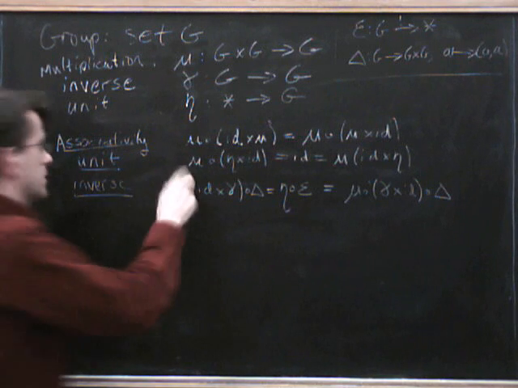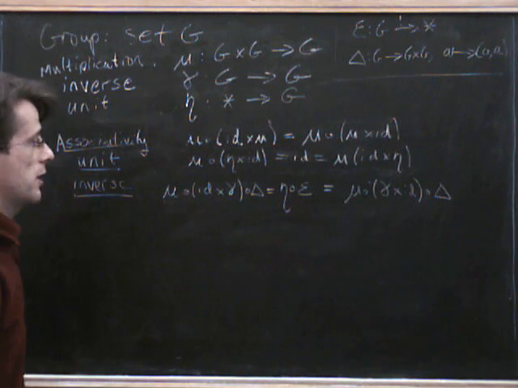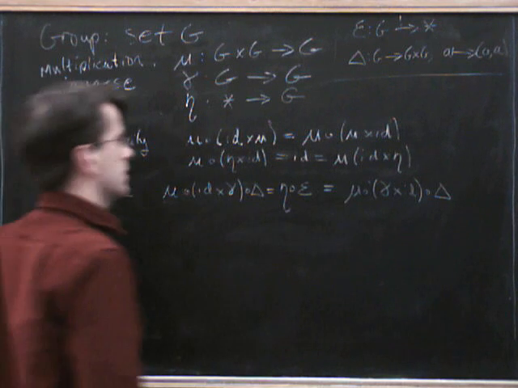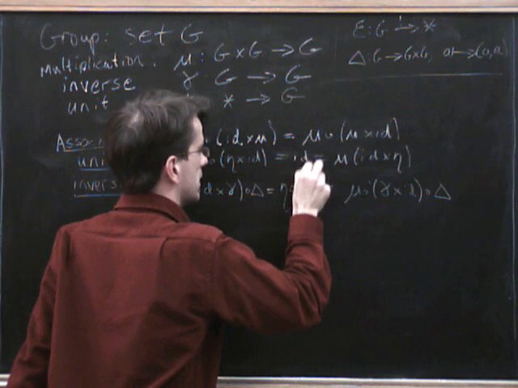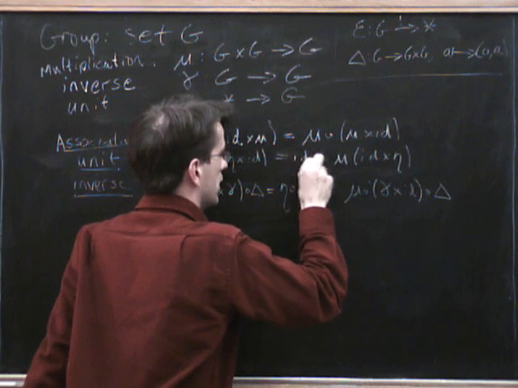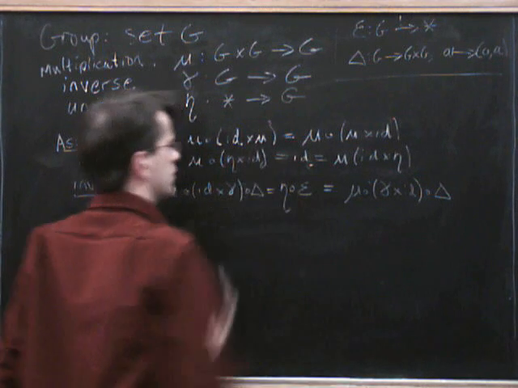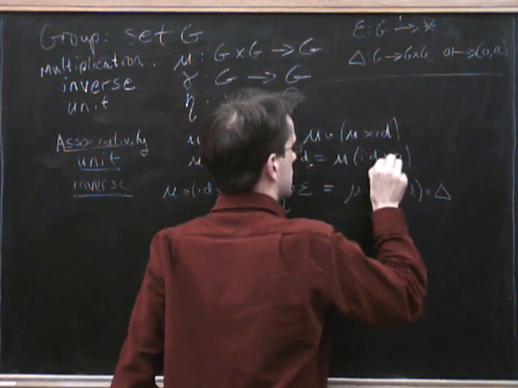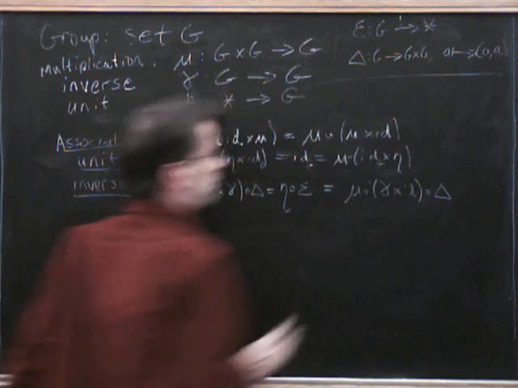So another comment I should make is about this unit axiom. If you stare at it carefully, you see there's a bit of a type-checking error. This is supposed to be the identity on G and the identity on G. They seem to go from different things. So if I write this out as a commutative diagram, it might become a little clearer.